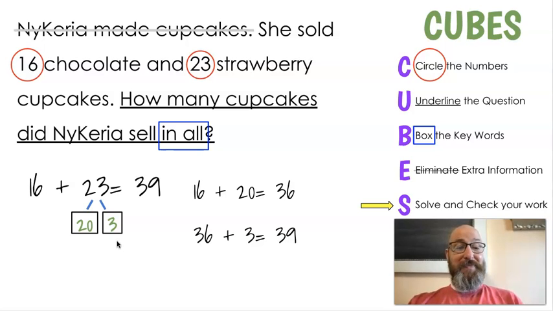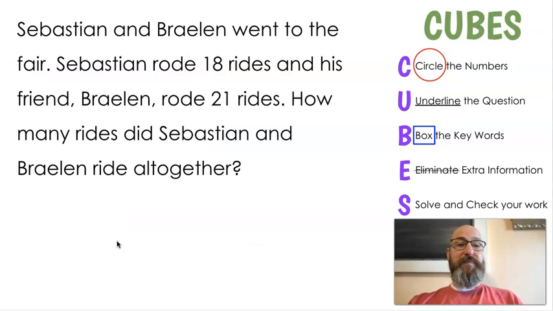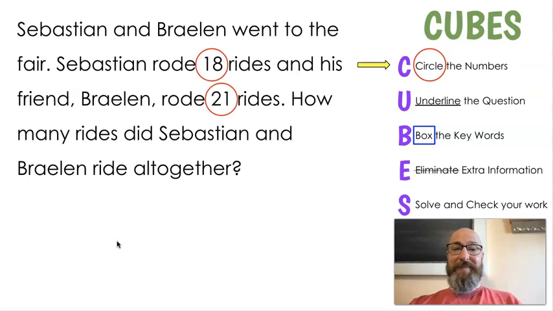How'd you do? All right, let's try one more. Sebastian and Braylon went to the fair. Sebastian rode 18 rides and his friend Braylon rode 21 rides. How many rides did Sebastian and Braylon ride all together? So our first step is to do what? C. And what does C stand for? Circle the numbers. So look in the word problem. Do you see any numbers? 18 and 21. That's correct.